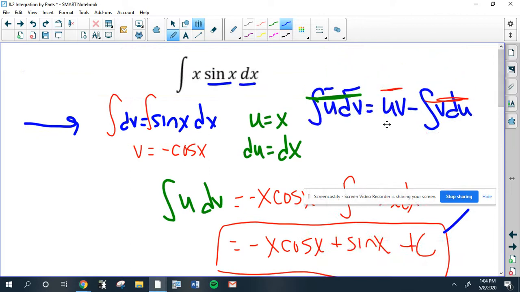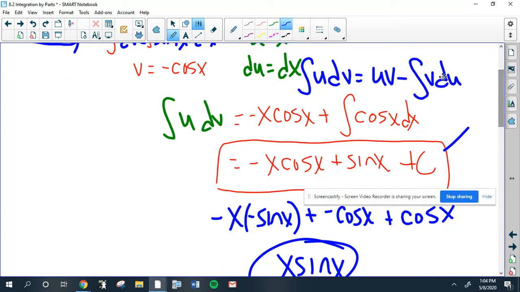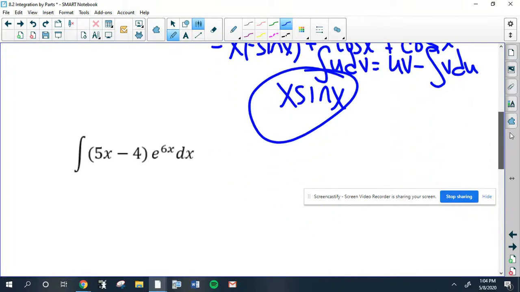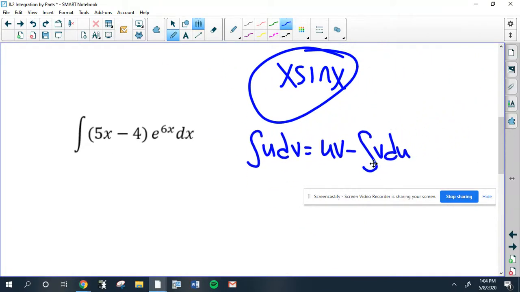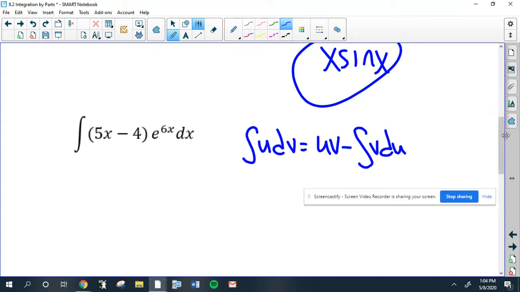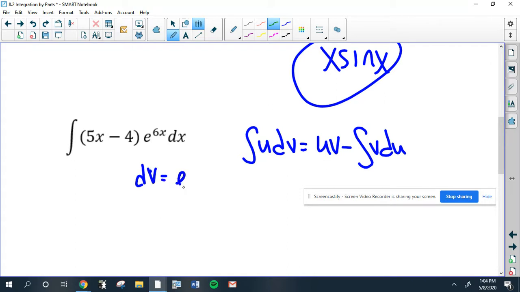I'm going to bring down my formula. The integral of u dv equals uv minus the integral of v du. So we're going to figure out, first of all, what we should select for u and what we should select for dv. So for u or dv, we want to make the most complicated part of the integral that is integrable. E to the x is complicated compared to 5x minus 4. So we're going to let dv be e to the 6x.